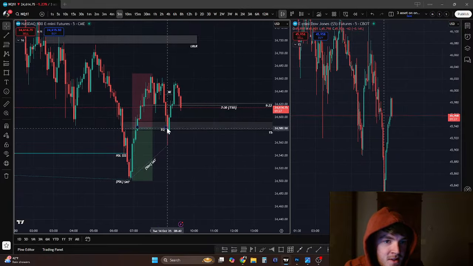So same thing here. We're below all the true opens. I think market open will deliver us to go run the liquidity here. So I'm waiting for 928.